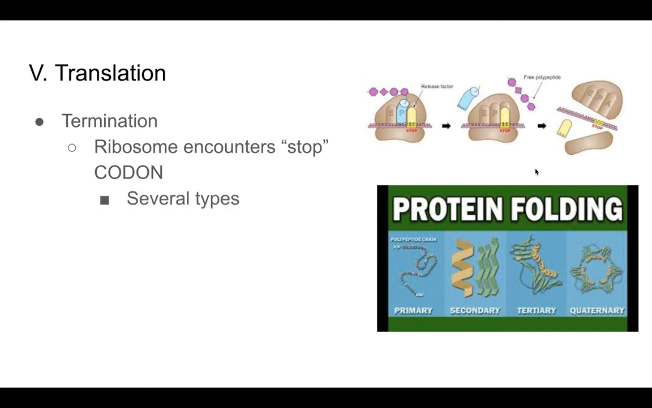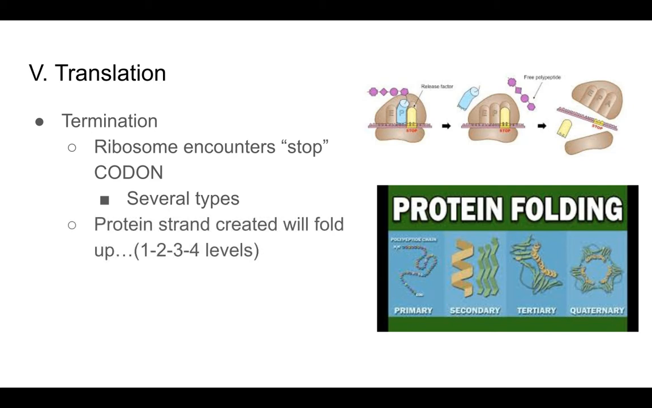There are several types of stop codons, and we'll look at those in just a second. There's not just one, like there was one start codon, there are multiple stop codons. Once the stop codon is encountered, the protein is released, and it's going to have to fold up. So this is a throwback to our biochem unit again. Protein folding, remember this chart? We have primary, secondary, tertiary, quaternary levels of proteins. What is ejected out of the ribosome is the primary structure, the string of amino acids right here.